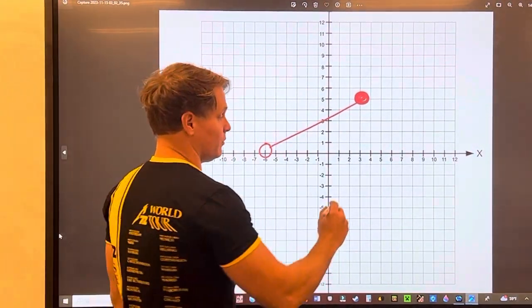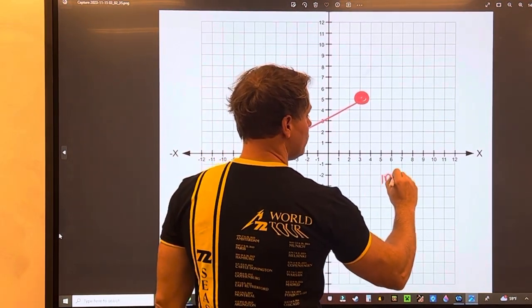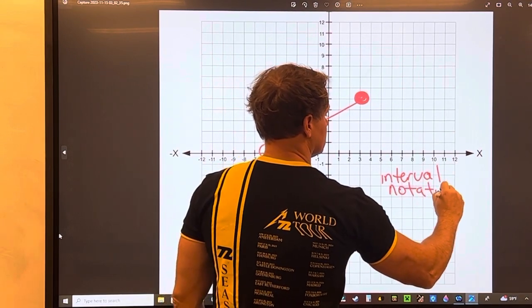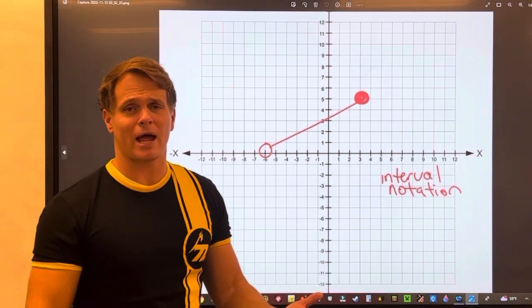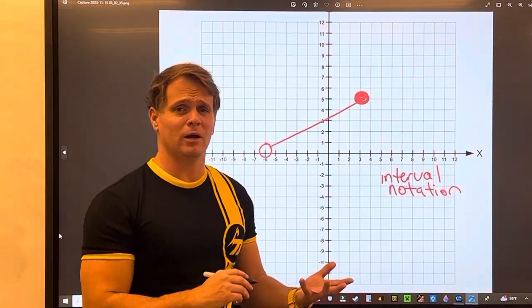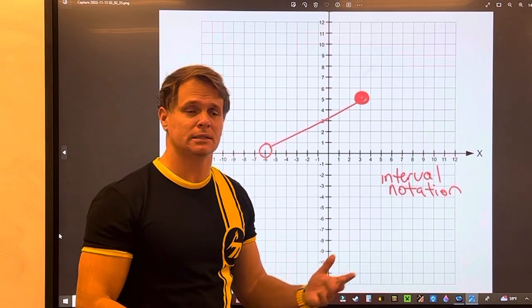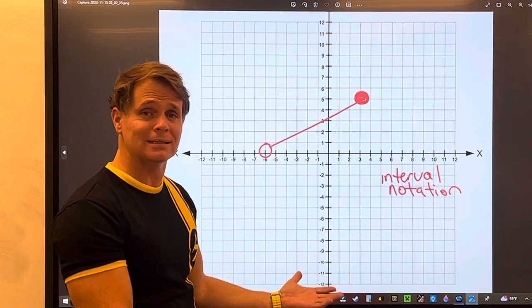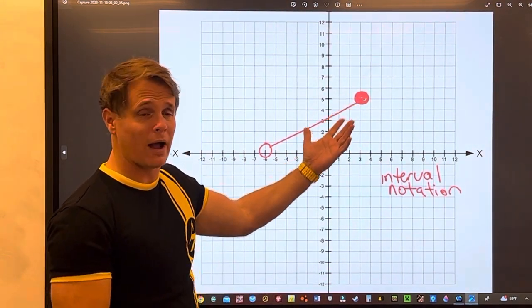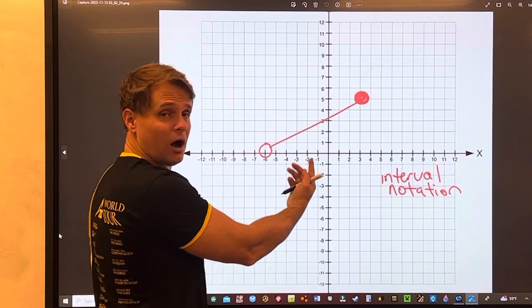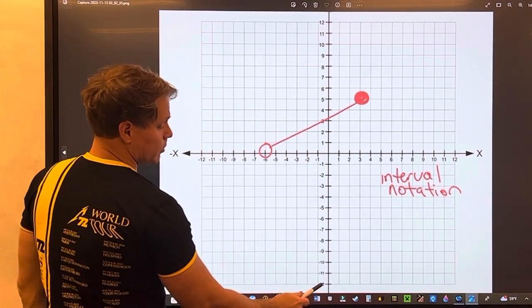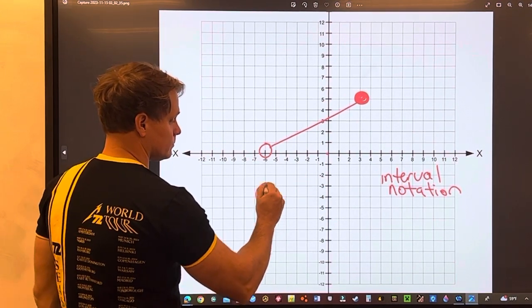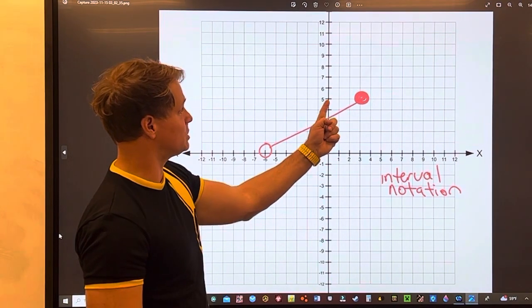Okay, let's take a look at this one. First thing I want to do is I want to write it in interval notation. That means I'm going to have parentheses and brackets. I don't have the infinity symbol because there's no arrow. There's 2 points. If I have 2 points, what I'm going to do is I'm going to write the smallest point on the y-axis and then the biggest point on the y-axis. Remember, I'm reading from the bottom up. So the first number on the y-axis is 0. The biggest number on the y-axis is 5.